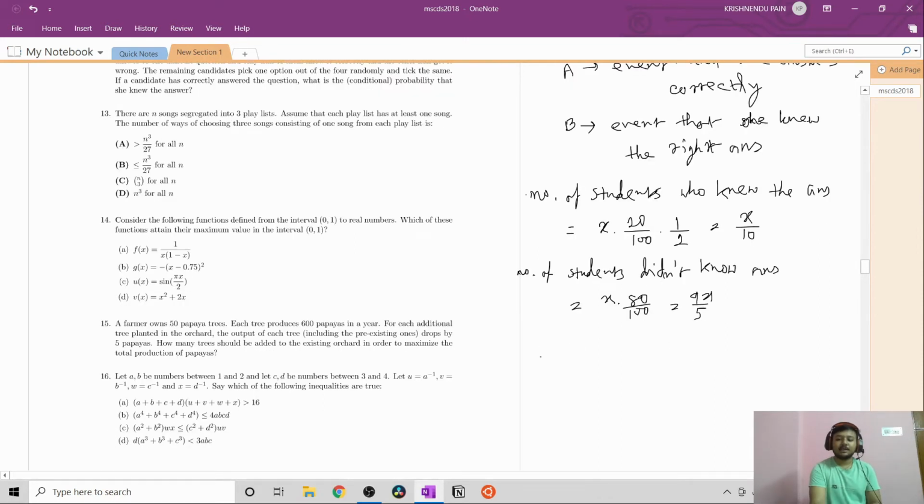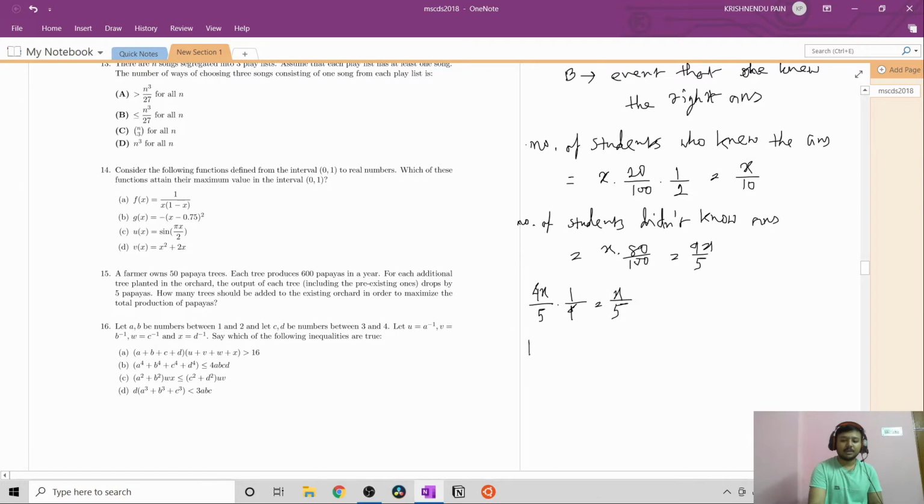Now as there were 4 options and among them one option is correct, so probability of choosing the correct option is 1 by 4. So among these 4x by 5 students, number of students who chose the correct option was 4x by 5 into 1 by 4, which is x by 5. So probability that the student knew the answer given that it is known that the answer was correct. So we have to find this probability of B given A.